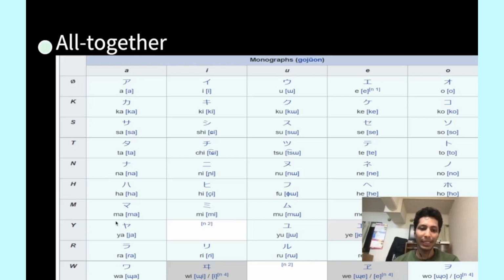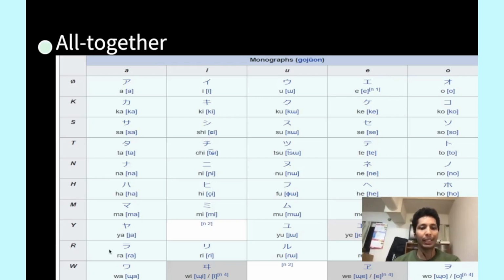Next is ya line. So ya, nothing here. Very similar to what we had in hiragana. Yu, nothing here. Just don't remember this. Yo. So ya, yu, yo. This is a small version, but rarely used. Pretty much similar to this. So if you already remember here, you don't have to remember this.